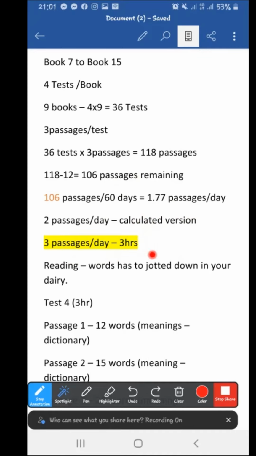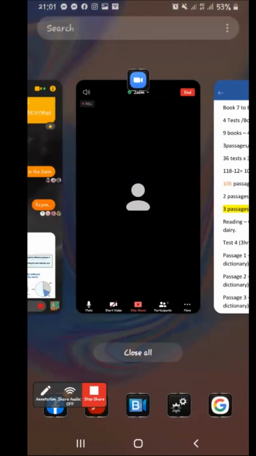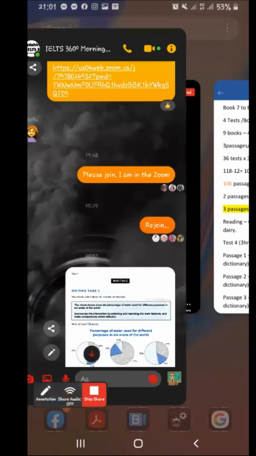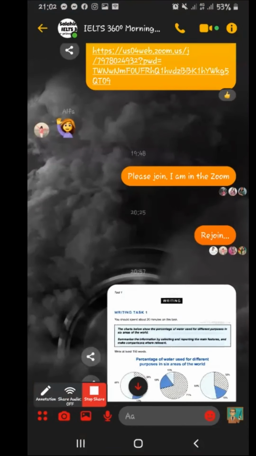So this is your homework. This is your fixed homework. That is 3 passages every day. And apart from this, I want you to complete your writing task. This is writing task 1. So this is from book 11, actually. I've already shared a screenshot.